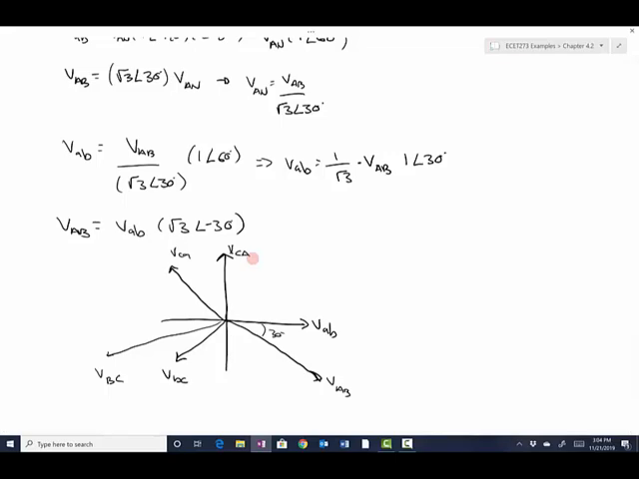So that is our phasor diagram for the transformer that we have. So we've got the primary side voltages, VAB, VBC, and VCA, and then we've shown that the secondary voltages all lag the primary voltages by 30 degrees. So we've got our phasor diagram for our transformer.